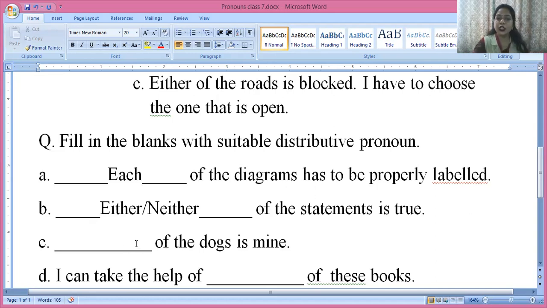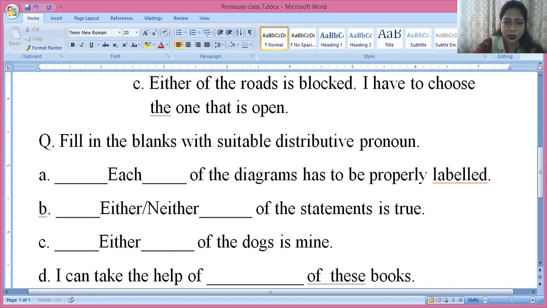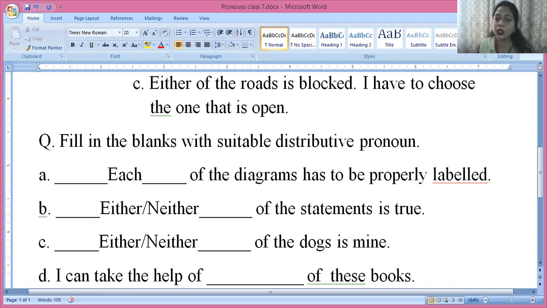Then dash of the dogs is mine. You are saying out of the two dogs, one is yours. Or you may also say that none of the dogs is mine. So, again, the same thing. Either of the dogs is mine, or you can also say neither of the dogs is mine. None of them is mine.